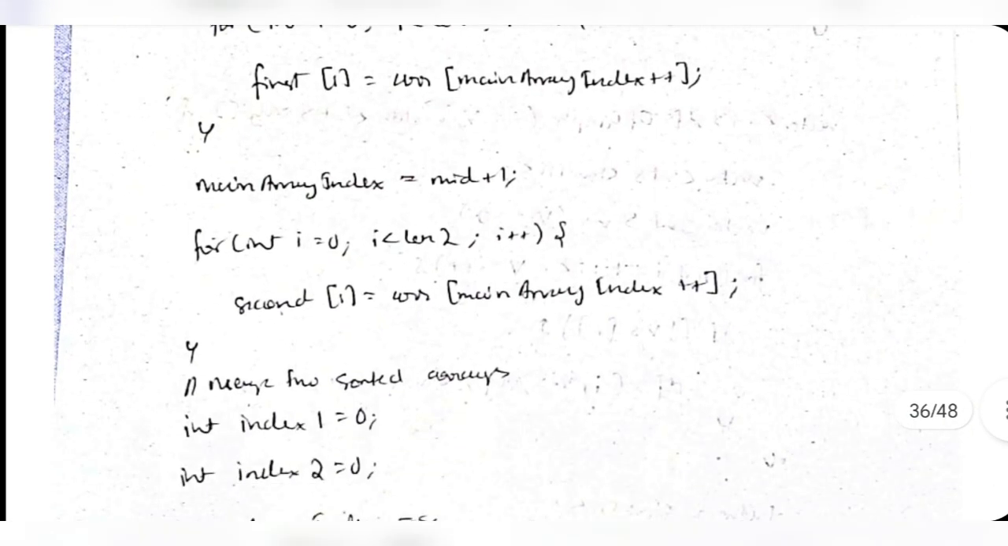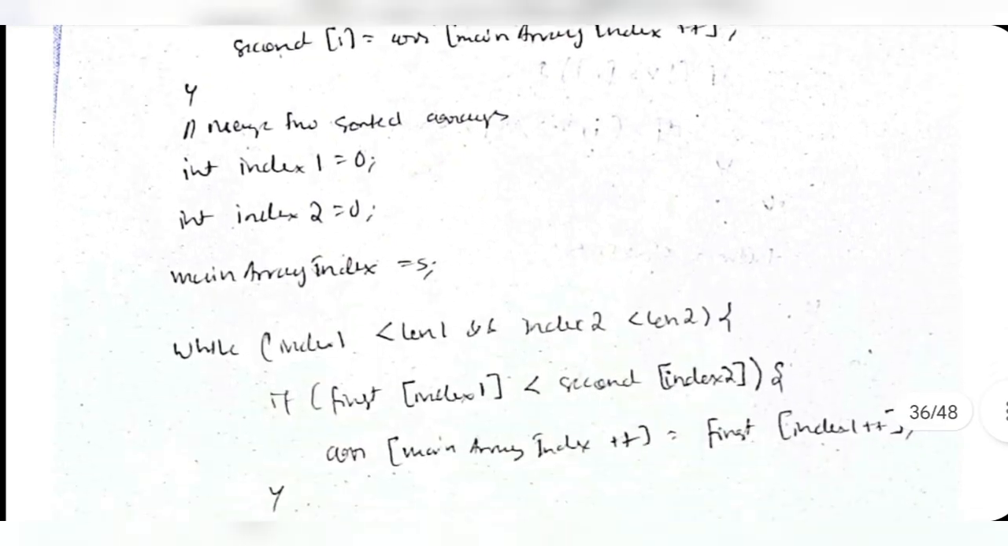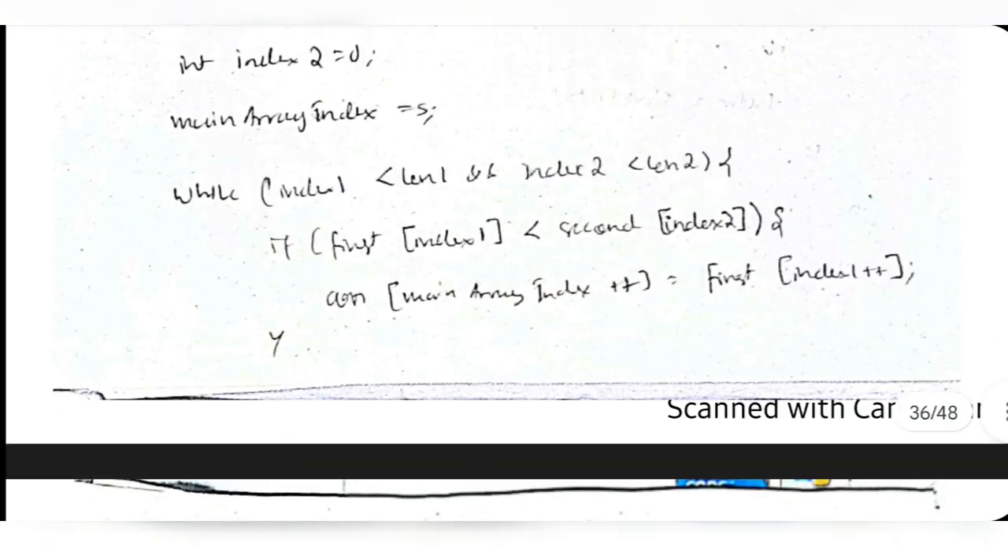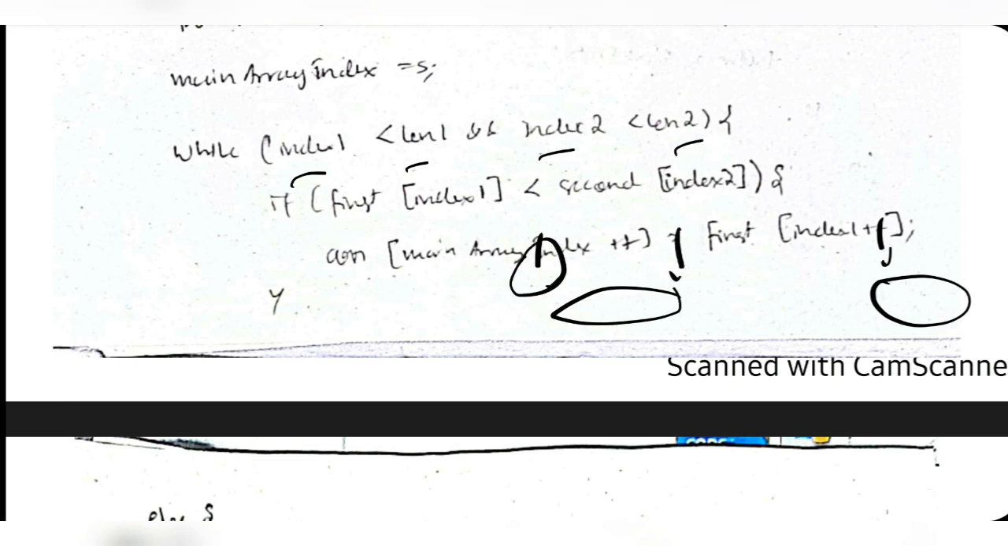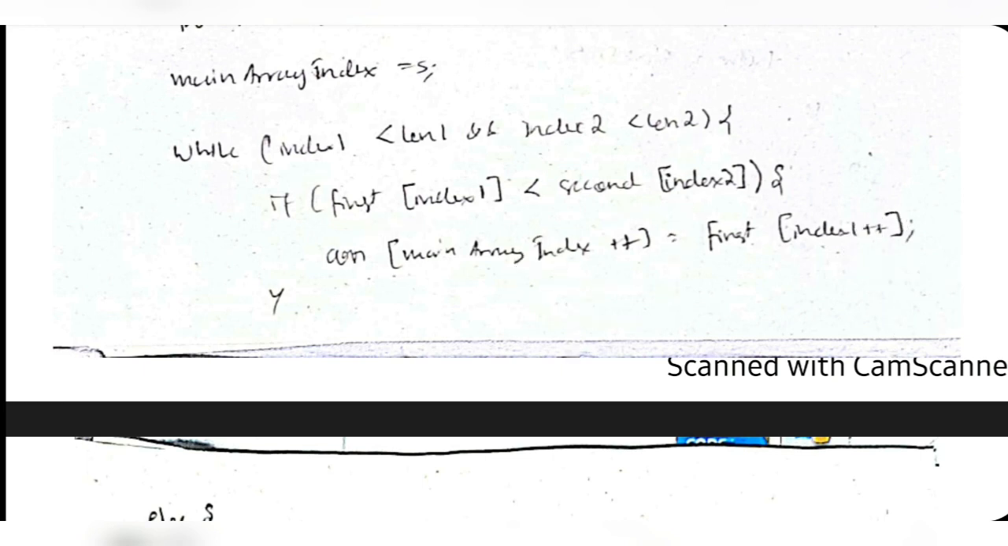Now we'll take the index values 0 and 0, and start comparing. While index1 is less than len1 and index2 is less than len2, starting from here, two pointers are here, while this pointer is not crossing this one, and while this pointer is not crossing this one, at that time we will check which is smaller, the first array's element or the second array's element. Whichever is smaller, we will place it in the main array. If the first is smaller, we'll place that here. If the second is smaller, we will place that here.